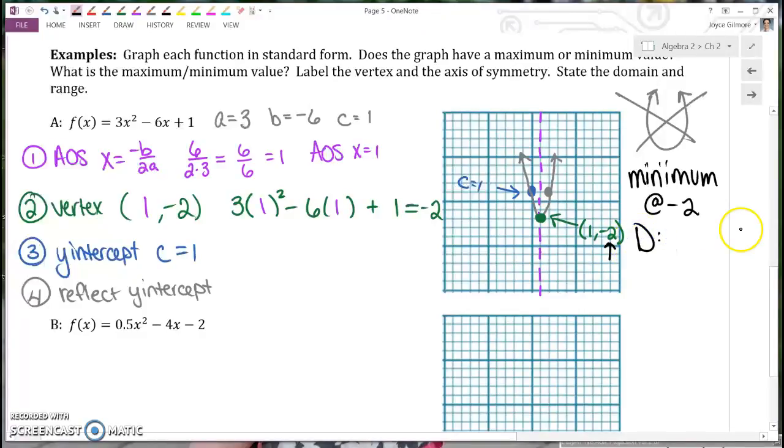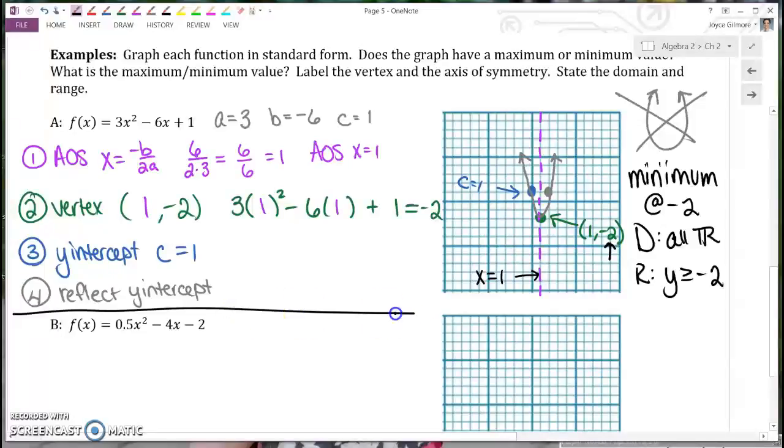The domain. The domain of all quadratic functions is all real numbers. The range is linked to your minimum value. The smallest y value is -2. All of the other y values are larger than that minimum. So y is greater than or equal to -2. They also want us to label the vertex and the axis of symmetry. I labeled my vertex already, so I'm just going to point at the axis of symmetry and write in x equals 1. Okay. I would like you to try example B on your own.